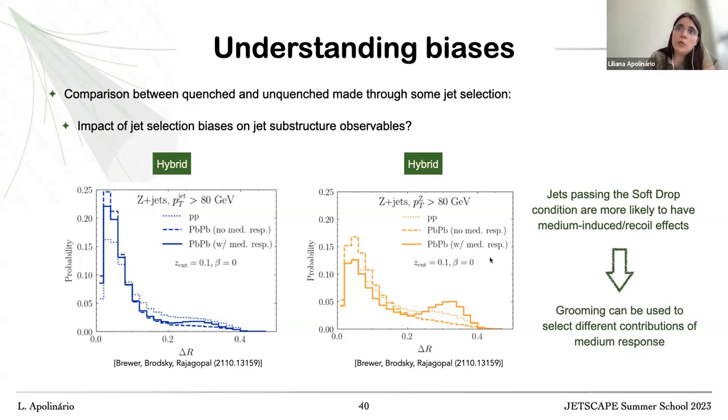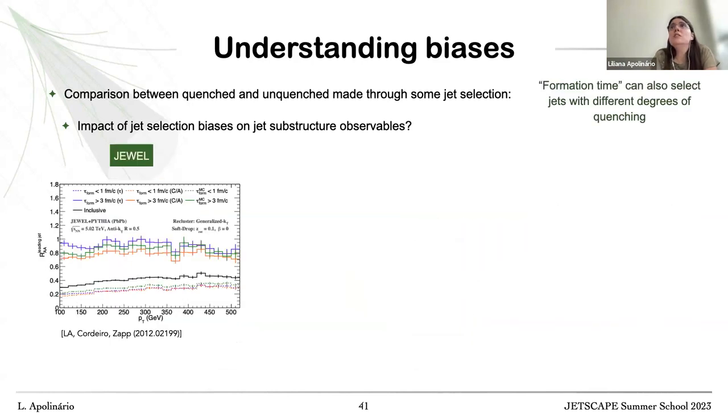And this means that if we know exactly what we are selecting, we can use exactly this grooming to select different contributions of medium response and compare models in a more transparent way. The other thing, for instance, is this formation time, which can also select jets with different degrees of quenching. I can use this proxy of formation time, independently of whether it's a physical quantity or not, to select jets that have a shorter formation time or a larger formation time.